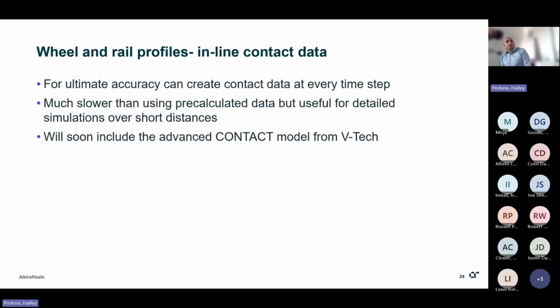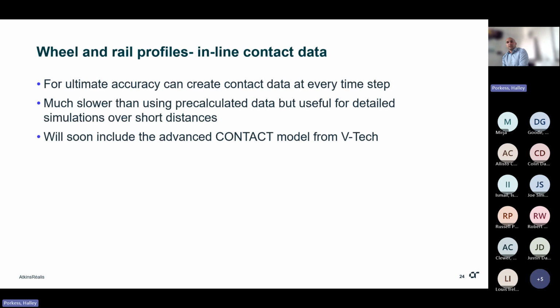Something we've recently added to Vampire is the ability to do what's called inline contact data. So this is actually making that lookup table for every time step. This allows a high level of accuracy, but it's much slower. So typically you'd only look at it for a very short distance using this, just because it takes so much more time.